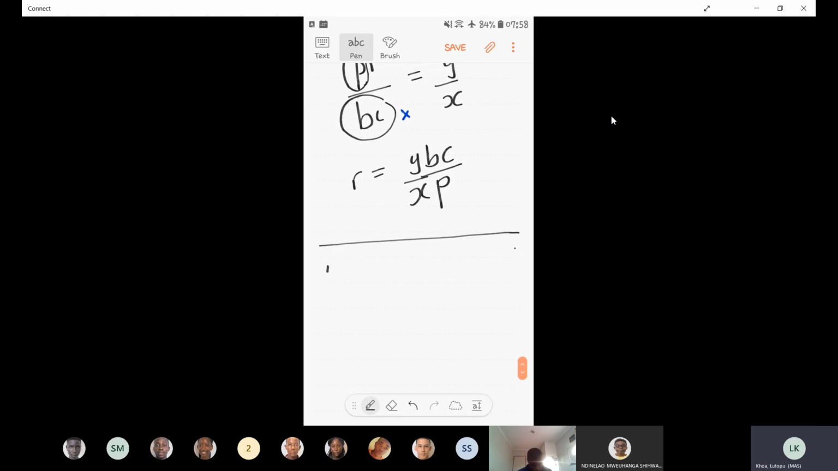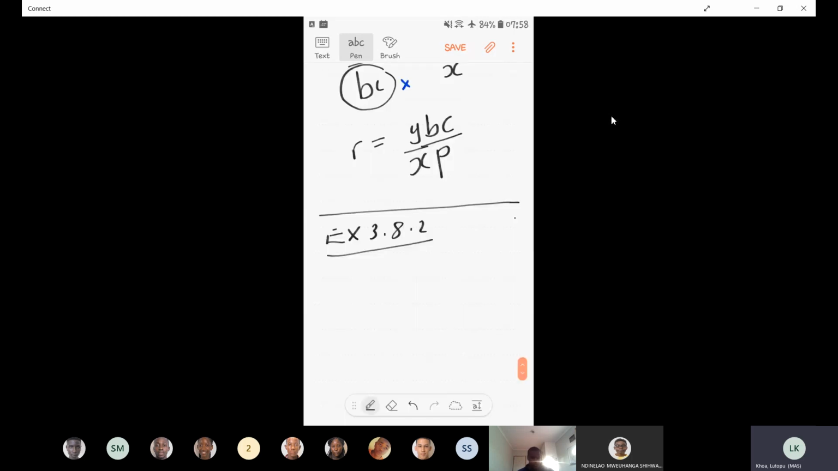Okay, then exercise 3.8.2. This one has a lot more exercises. There's about 29 questions. So again, I will just do the odd numbered questions. Then the rest you can try for yourself.